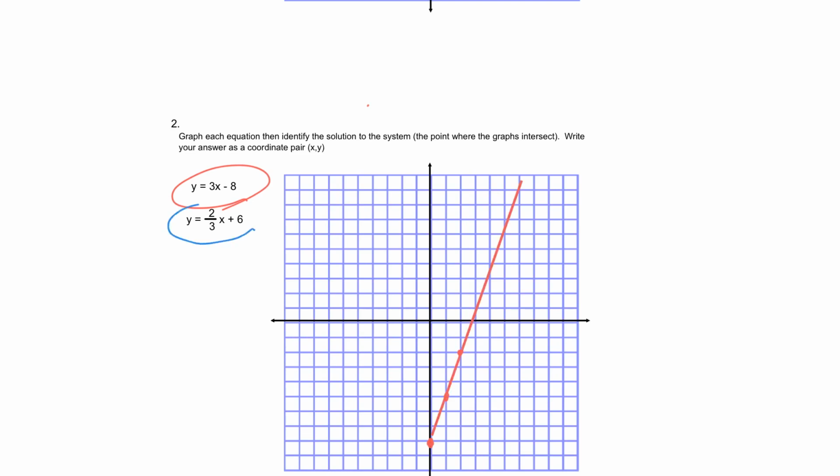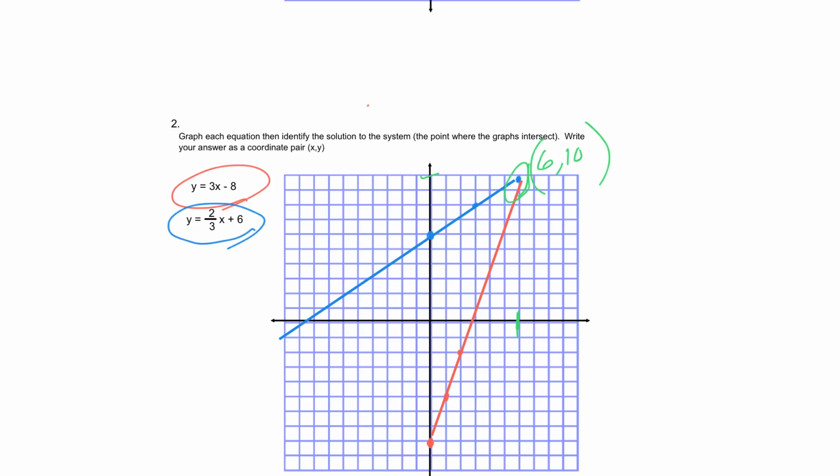For the second one, y equals 2/3 x plus 6. I have to find the y-intercept of 6. And then it goes up 2 over 3. Make a line. And there's my answer. Looks like this is the point where they both cross. So the x number is 6. The y number looks to be up at 10. So I have 6, 10 as the coordinate pair.